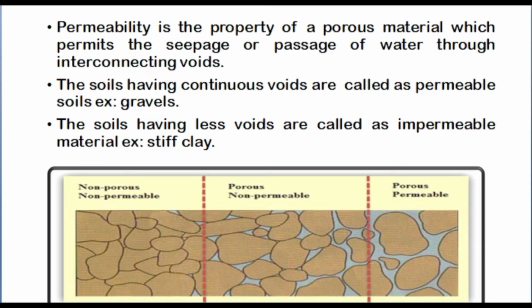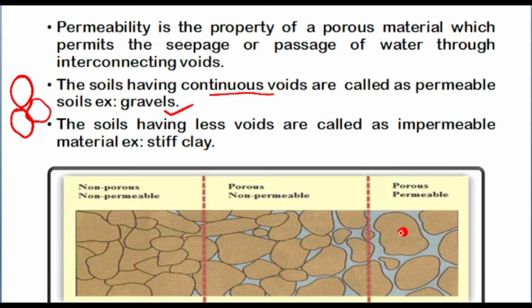voids. Now, in the first module, we have already studied the soil structure, and we know that soil is usually made out of solid particles, and in between, it usually has gaps, which are also known as voids. So all the soils which have continuous voids are usually called permeable soils, for example, gravels. Okay, let's check out this particular figure over here.